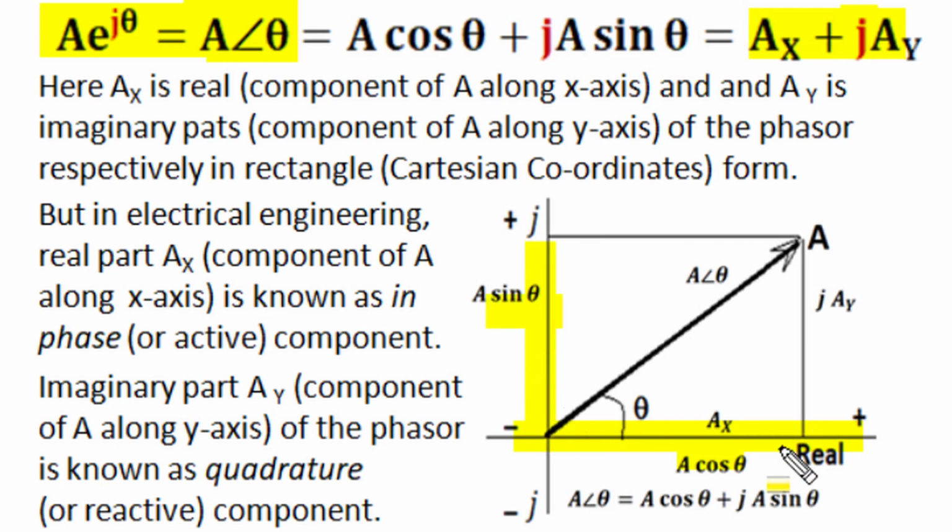In our electrical engineering, we call this real part of phasor a the in-phase or active component of the phasor, whereas this vertical component with multiplication of j associated with it is known as the imaginary part of phasor A, and it is also known as the quadrature or reactive component. So ax is the real, in-phase, active component and ay is the quadrature, imaginary or reactive component.